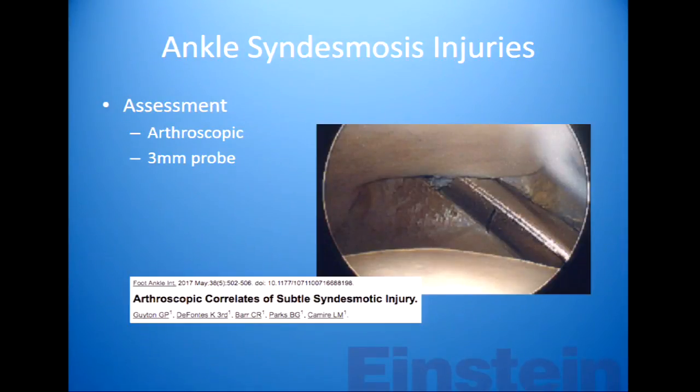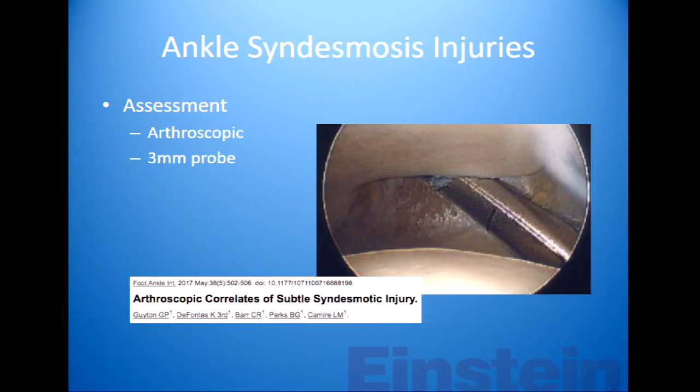There's a recent article just published this year from Greg Guyton's group that showed arthroscopic evaluation of the syndesmosis. And arthroscopic evaluation of ankle injuries, ankle fractures, is becoming more commonplace. They wanted to see what it looked like when the ankle mortise was unstable arthroscopically and whether it was a reliable indicator. They had their specialized probes. It's not the typical probe, but the idea is there.